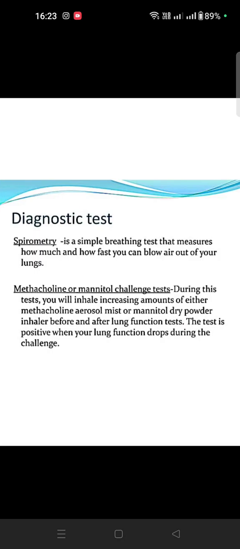Then diagnostic: what are the diagnoses? Spirometer. We can give a spirometer to measure how much air the lungs take in and how fast they are flowing, and we can diagnose. Then methacholine challenge and monitor changes. During the test, increasing amounts of methacholine aerosol or mannitol dry powder are given by inhaler, and the lung function is checked. If the lung function drops with the challenge, the test is positive.